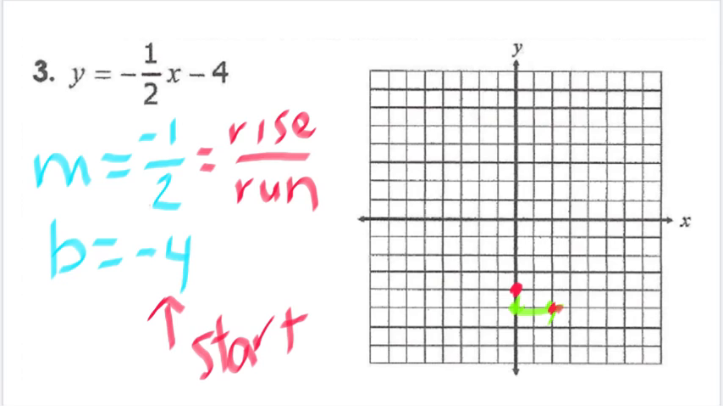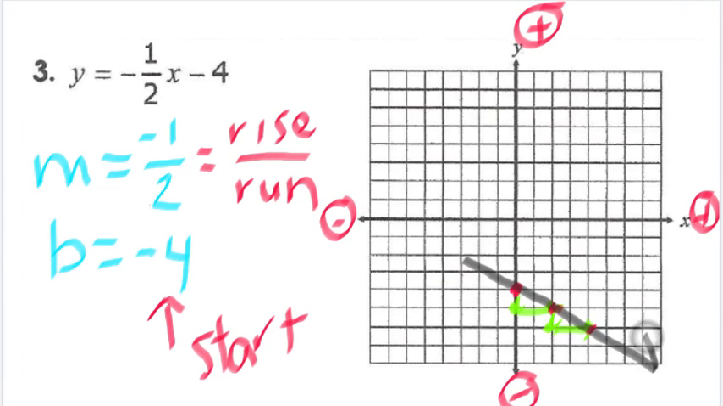Okay, so I'll do that again. It's rise -1, so I'm going to go down 1, and then I'm going to run 2 to the right. Okay, so always remember, this way is positive, this way is negative. Up is positive, down is negative. Okay, so then if we draw a nice straight line through those points, that is how you graph that line.